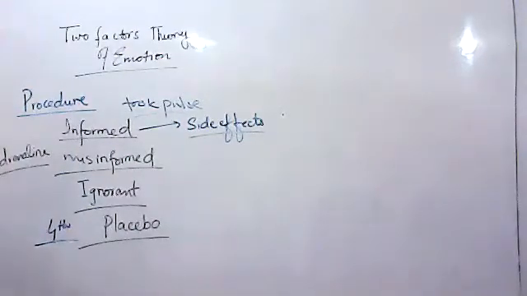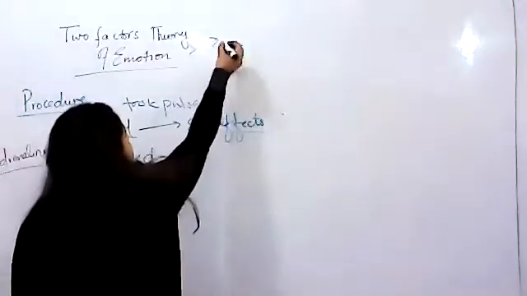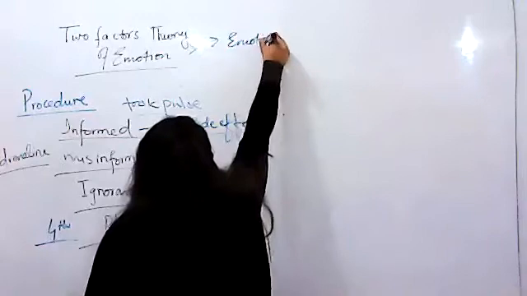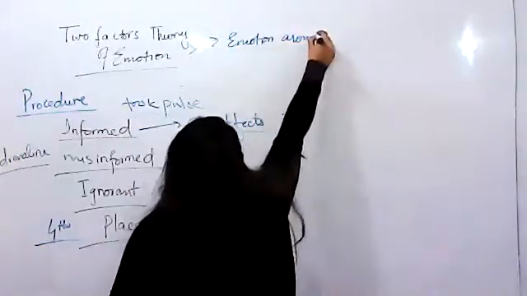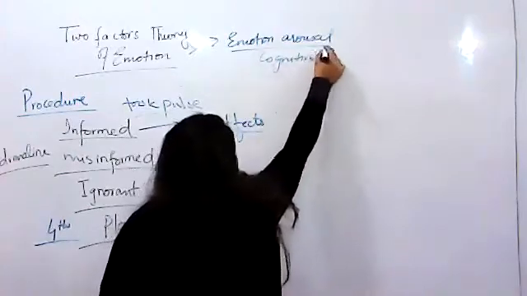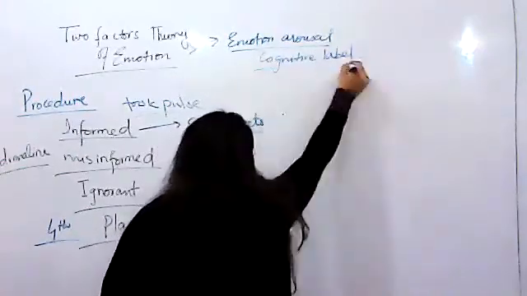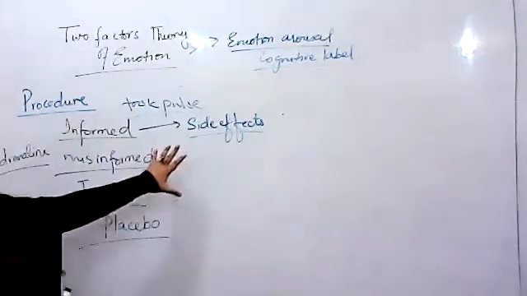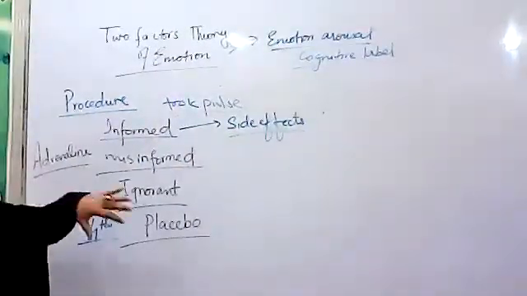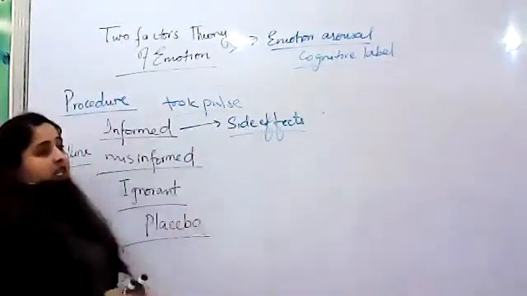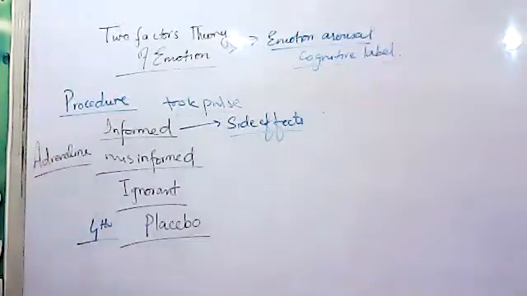Basically what we discussed yesterday was that whatever emotional arousal you have, you need to label your emotional arousal, and for that you need to have a cognitive label. So in the informed ones, we are providing them the cognitive label, that these are the side effects you are going to experience when the injection is administered. So we provide them the explanation for the symptoms they are going to feel. The second one was the misinformed ones.